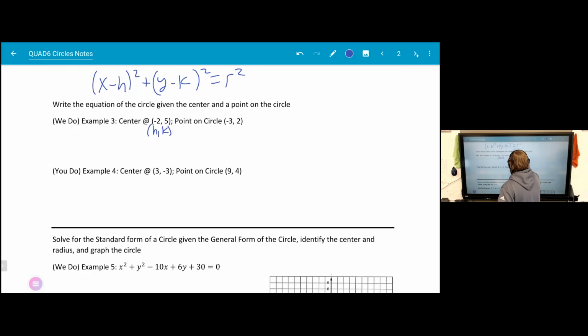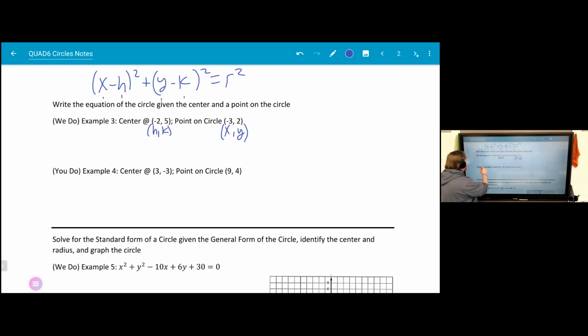Well, why do I want to call it that? What's the thing I don't know when I'm given this information? I don't know the radius. I need to know the center and radius. But guess what? If I plug something in for X and H and Y and K, the only thing that I don't know is R. So let's do that.